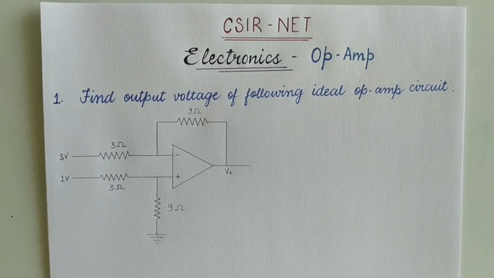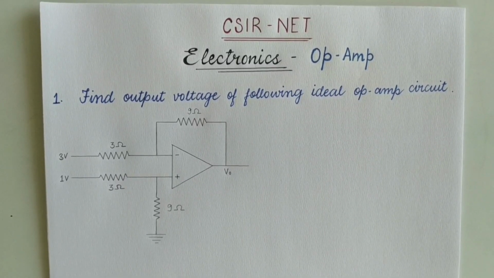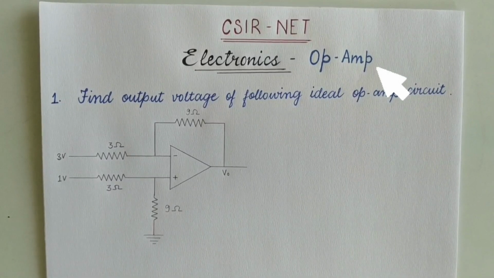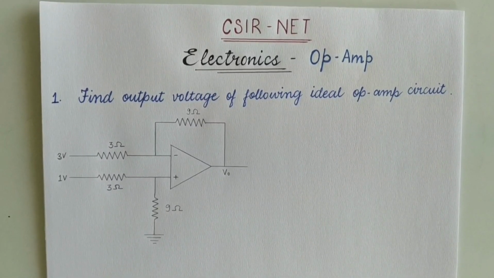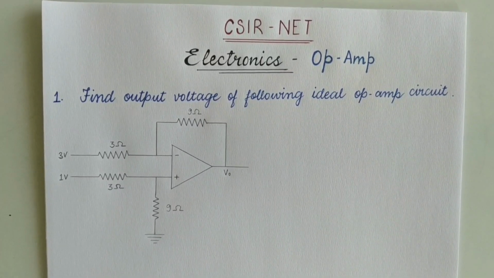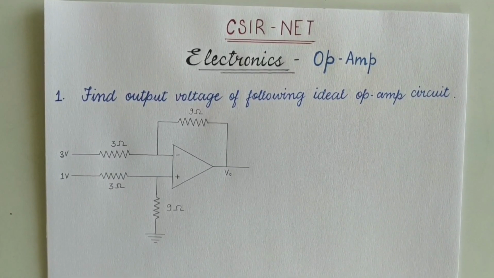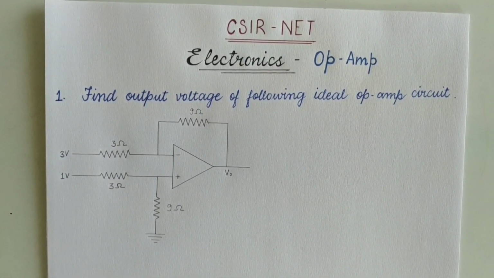So this video and the upcoming videos will be the series of the CSIR-NET Physical Science. And today we are going to start electronics. And in it we are going to start operational amplifier, that is OPAM, which is one of the most important topics, and you will definitely see a few questions from this topic in your competitive exam. And here we will try to solve as many questions as possible.